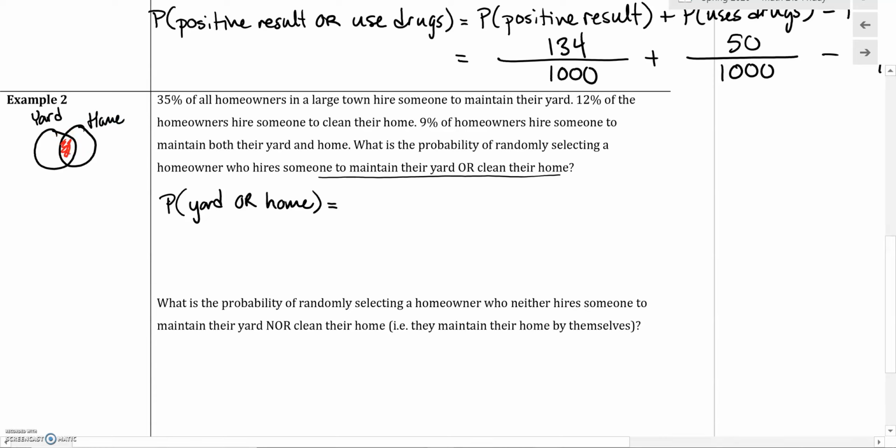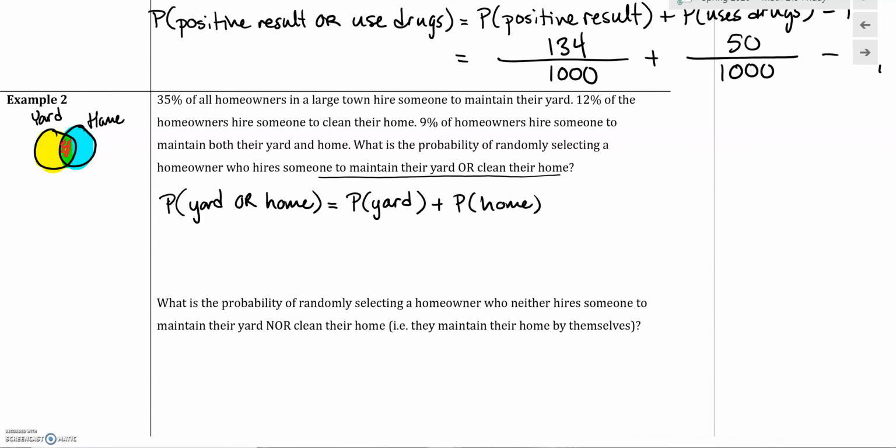Okay, so I'm going to find the probability by finding the probability of getting someone that hires somebody to maintain their yard. All right, that would be like this bubble. And then I'm going to add to that the probability of selecting someone that hires someone to maintain their home. So that's like being in this bubble.